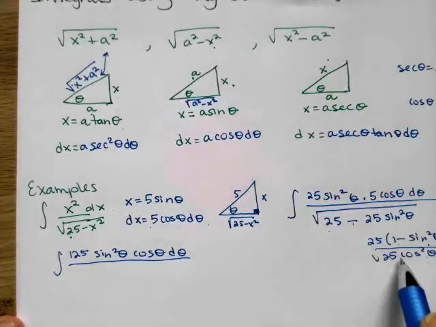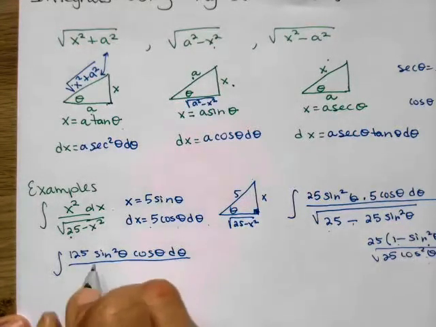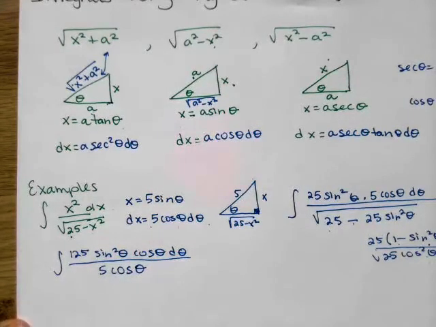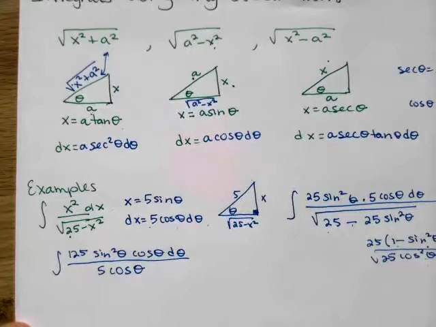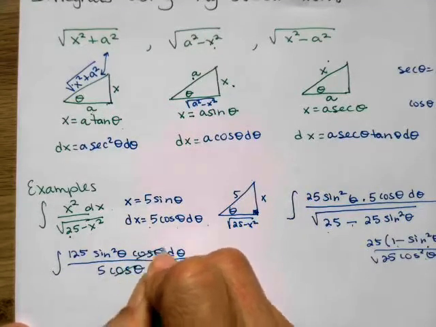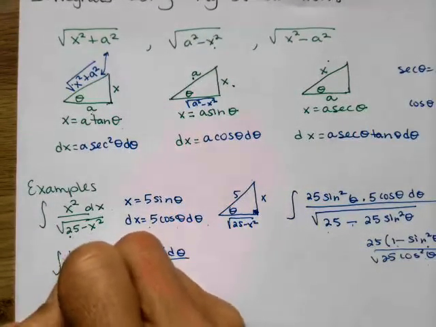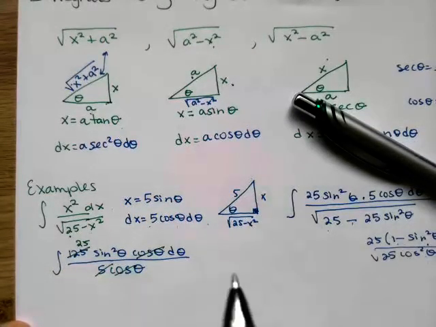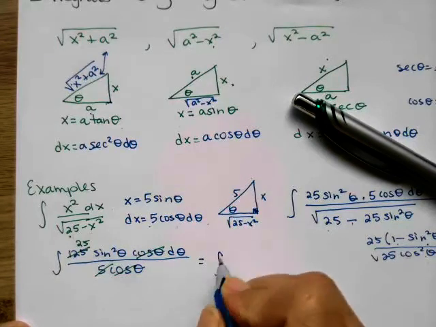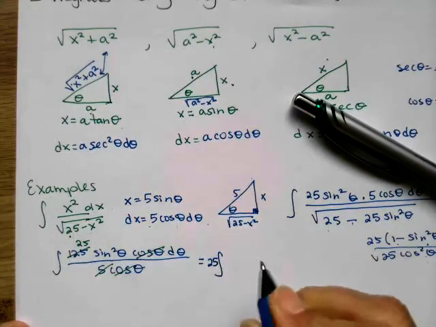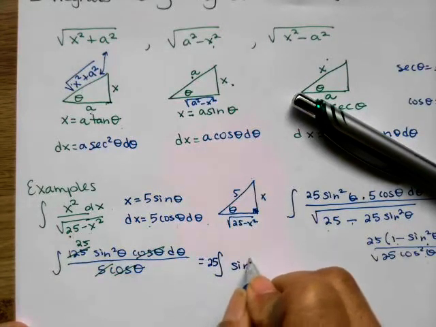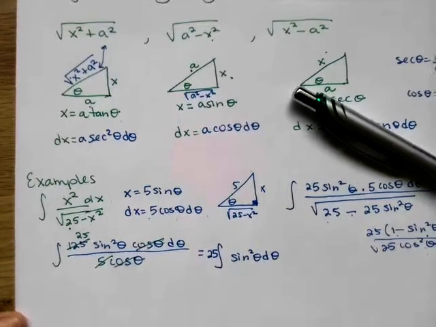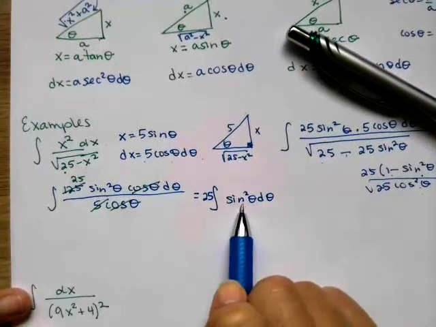So the square root of 25 times cosine squared theta is 5 cosine theta. Okay, well this looks much better because I can get rid of the cosine thetas and I can get rid of one of the 5s. So now what I need to integrate is 25, I'll go ahead and move it out front, sine squared theta d theta. Great, still not done, right? Because we don't know the antiderivative for sine squared.